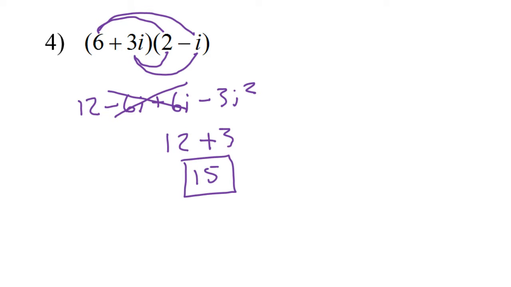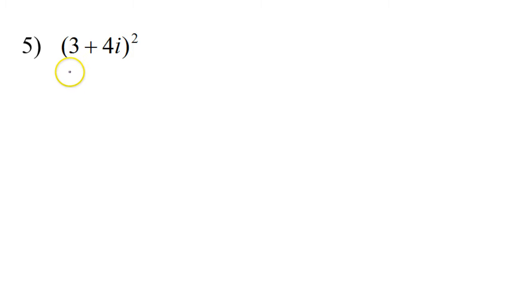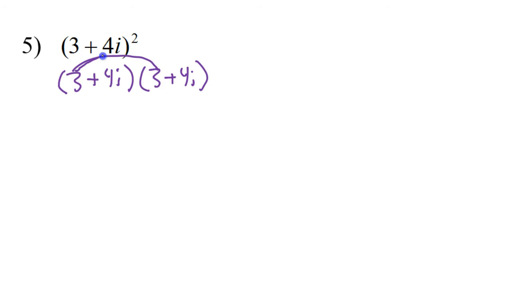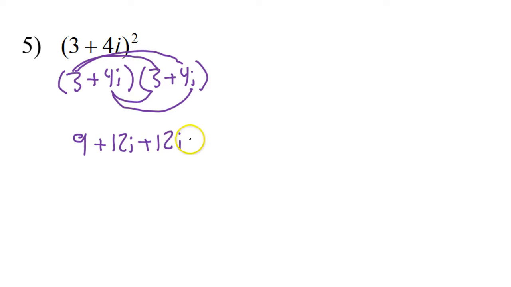And there we go. Now this one may look trickier, but it's actually not. It's the same format. So we have (3 + 4i) times (3 + 4i). The 3 times the 3, 3 times 4i, 4i times 3, and 4i times 4i. 3 times 3 is 9. 3 times 4i is 12i. 4i times 3 is again 12i, and 4i times 4i is 16i squared.